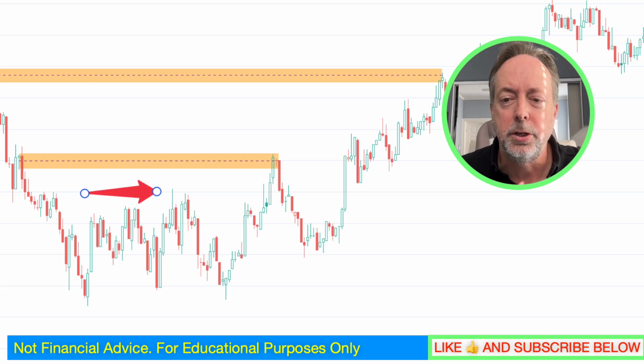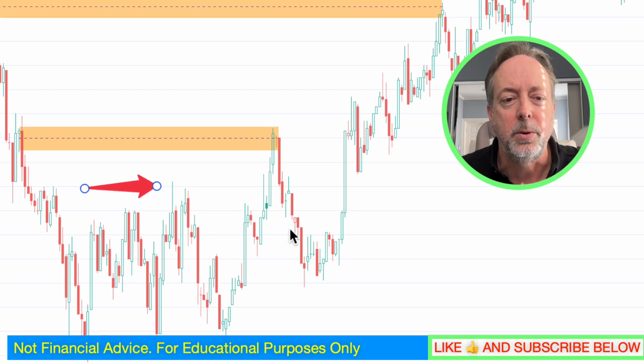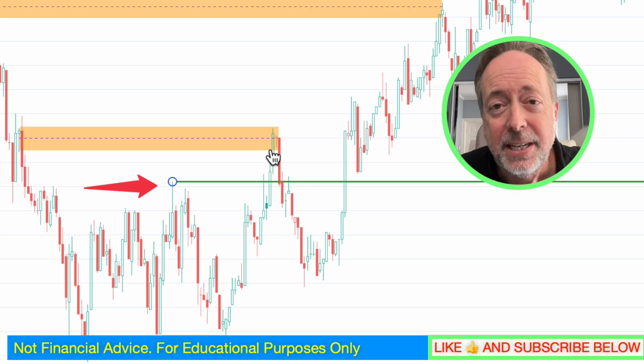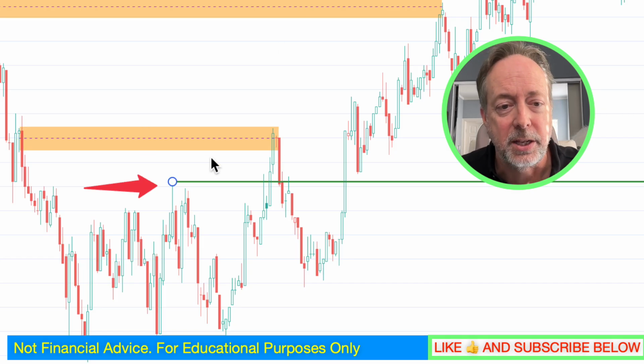So what you can do, if you're a scalper, is what I like to do, I come in here and I draw a little line here and I set an alert right here. So once price comes back to this area, I know it's so close. Most likely what's going to happen is it's going to blow through and at least hit it. Sometimes it'll blow past it.